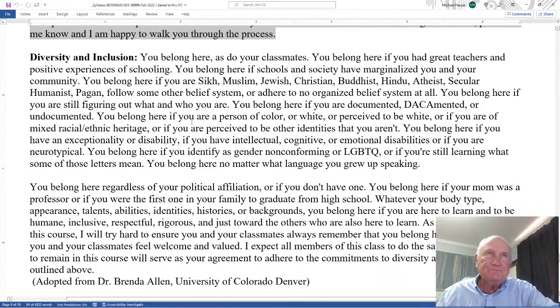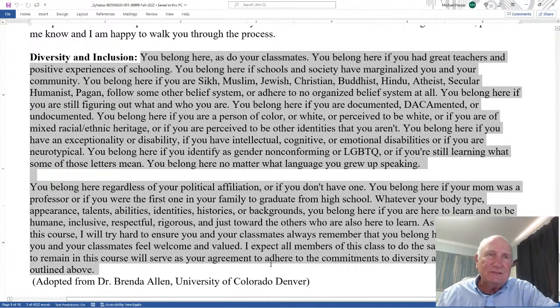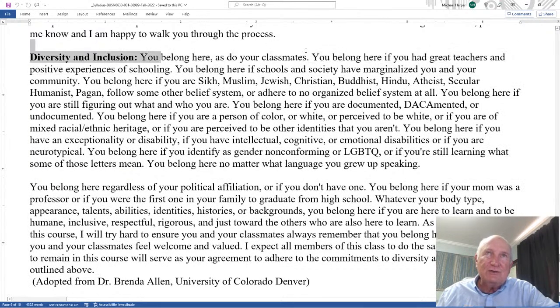Diversity and inclusion. This paragraph here is by Dr. Brenda Allen, a very nice person, a great resource here, and I understand what she's saying, and I agree with it in principle. I would not say it this way. In other words, you belong here, as do your classmates. You belong here if you have great teachers, positive experience in schooling. You belong here if school societies have marginalized you and your community. You belong here if you are, and she begins listing all these religions. I understand what she means. I agree with what she means, but I would not say it this way.